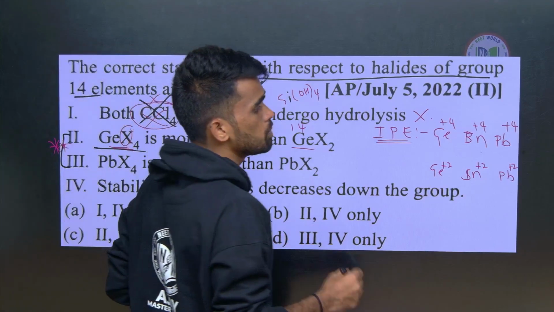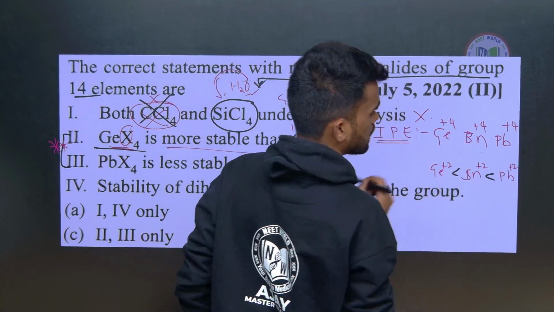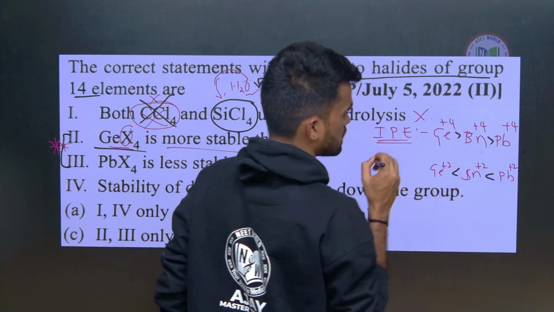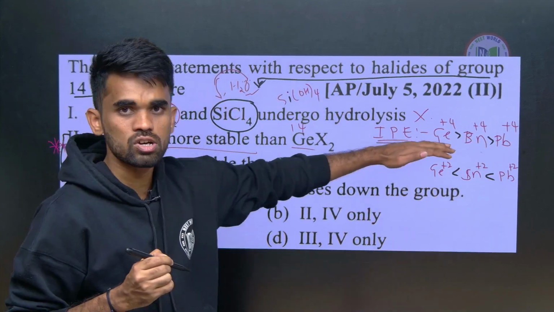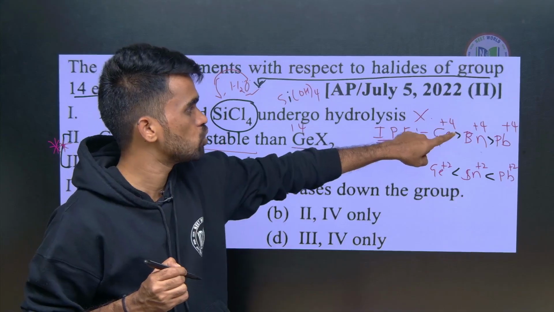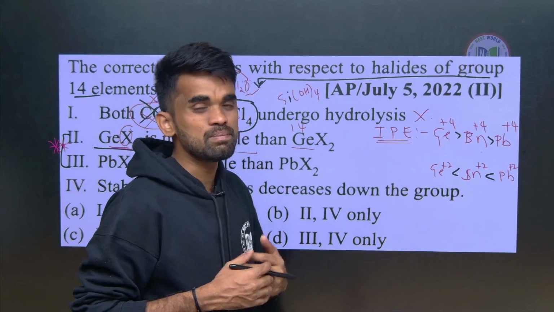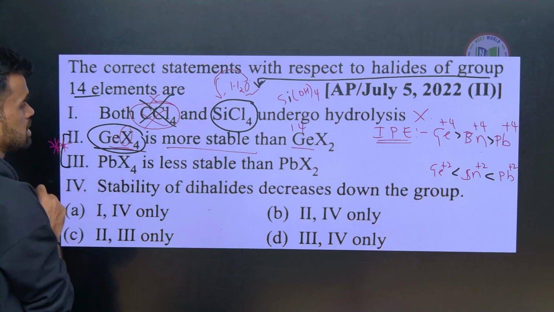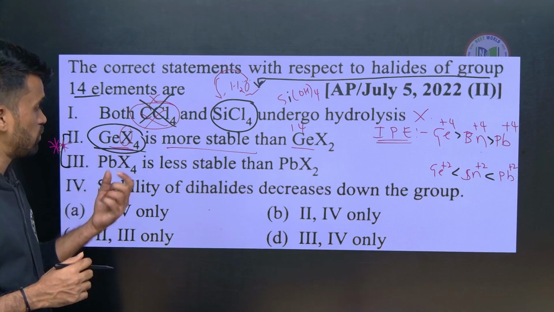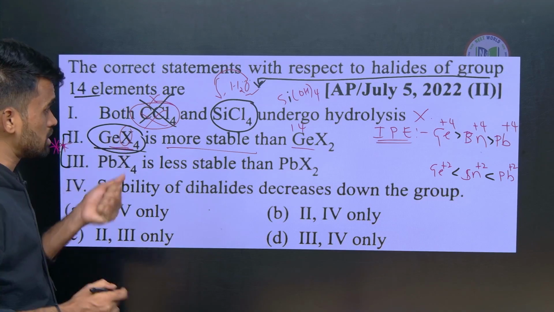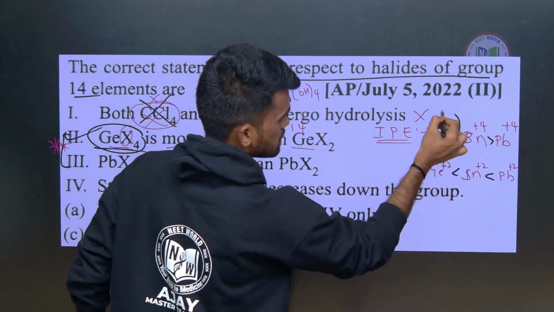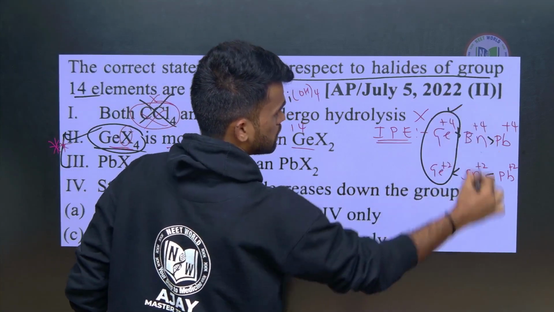See, down the group, +2 oxidation state stability increases and +4 oxidation state stability decreases. So whenever we are seeing +4 oxidation state, Ge +4 is more stable than tin and lead with the +4 oxidation state. And here, germanium with 4 halogens is more stable than with 2. So this statement is correct only. The +4 oxidation state of Ge is more stable than the +2.